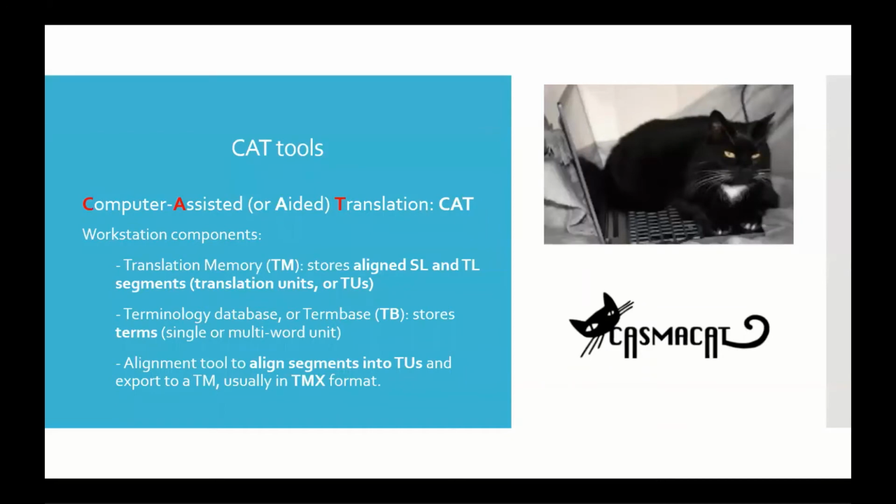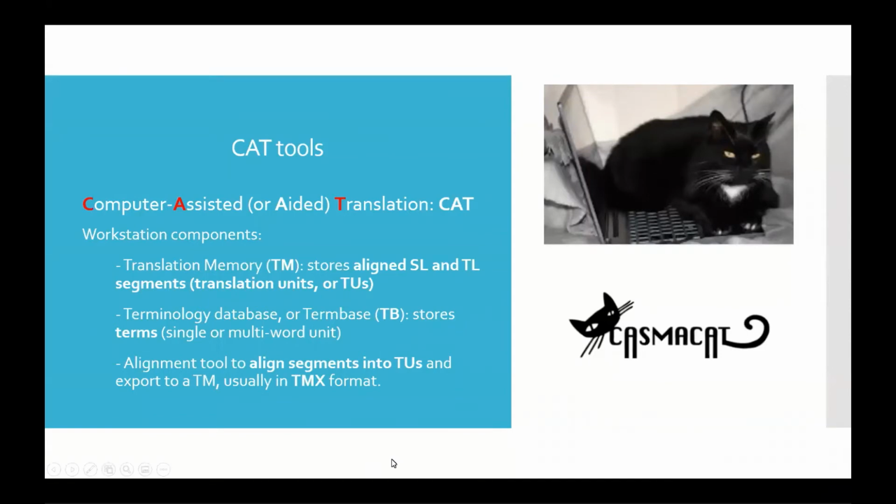The second component is a term base or terminology database, often abbreviated to TB. And the term base stores terms. It's like a dictionary, but a technical dictionary that you can add terms to, depending on the domain you're working in, the kind of text you're translating.